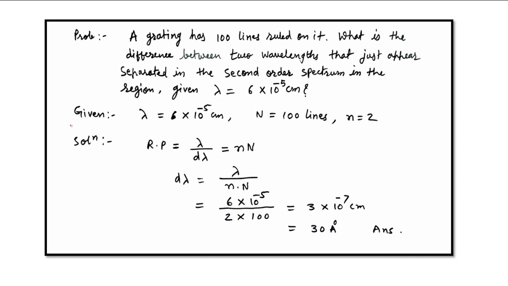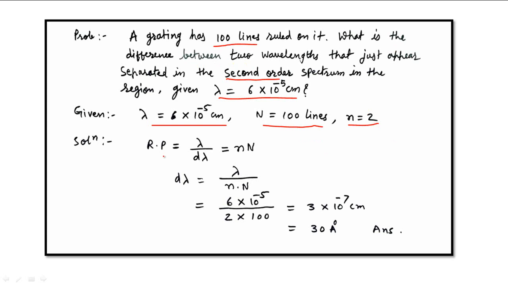So just make a usual practice of writing the data what is given in the problem. So here wavelength of incident light is given, which is 6 into 10 raised to power minus 5 centimeter. Then the number of lines ruled on the grating is given. So capital N is given, which is 100 lines. And the order of diffraction is also given, that it is second order spectrum. So value of n is given, which is equal to 2.